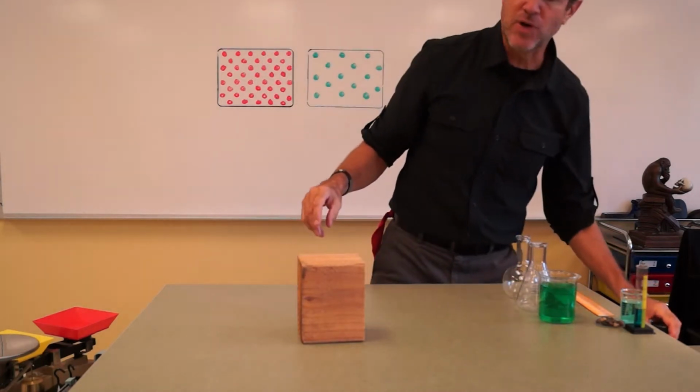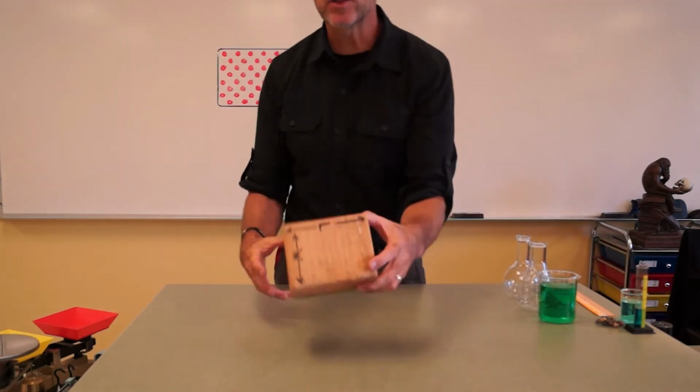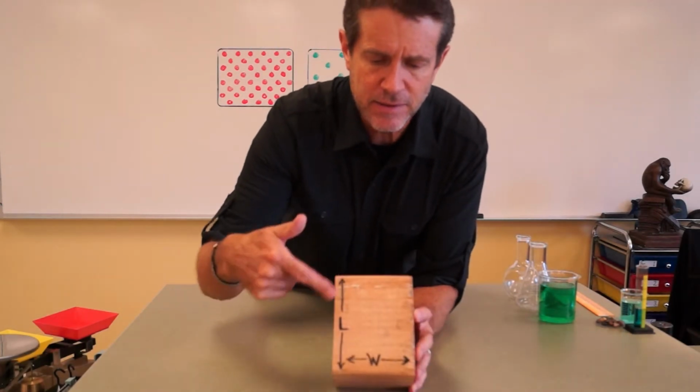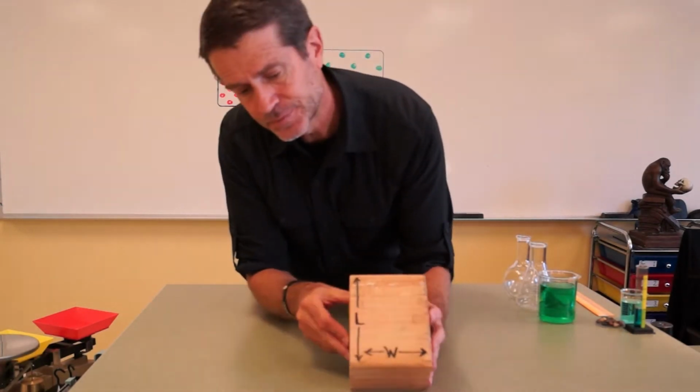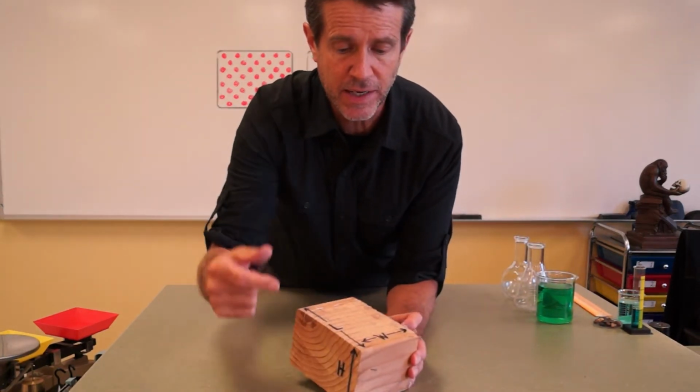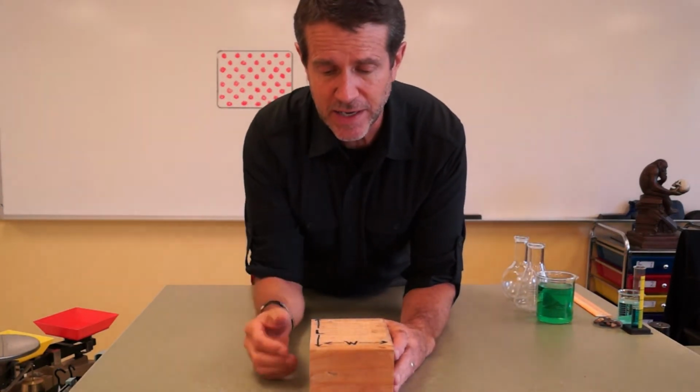So how do we measure volume in a solid? Well, if it's a regular solid like this, we can take its length times its width times its height. Length times width times height. Multiply those together.